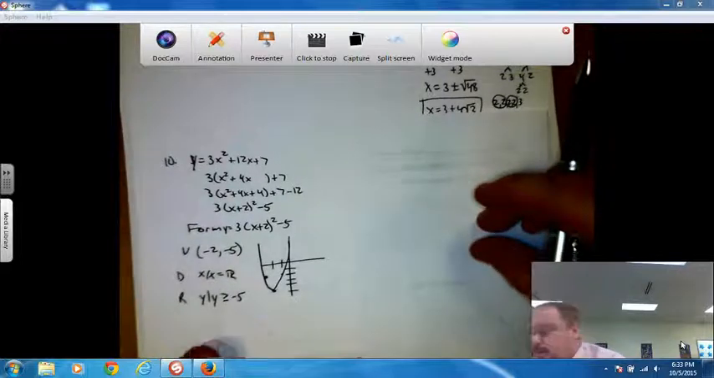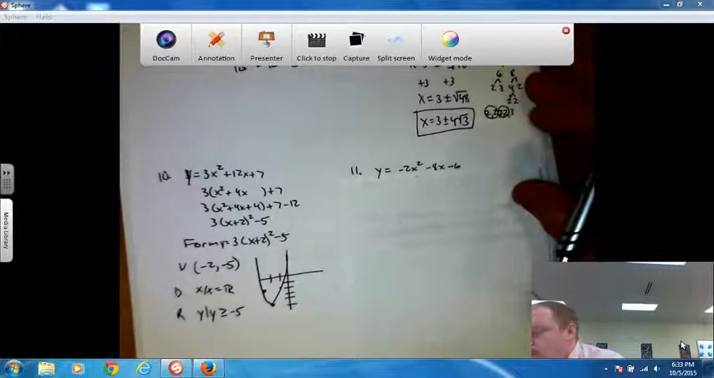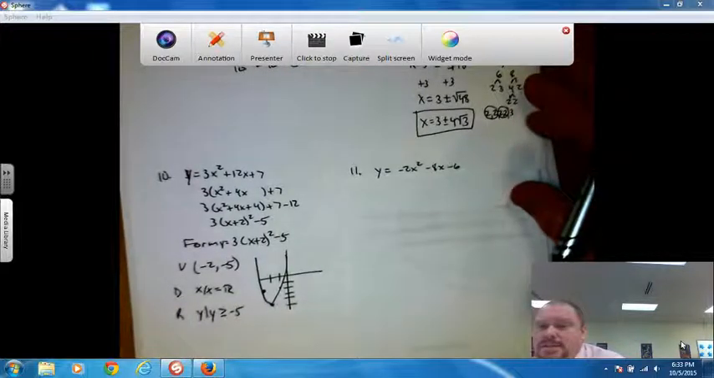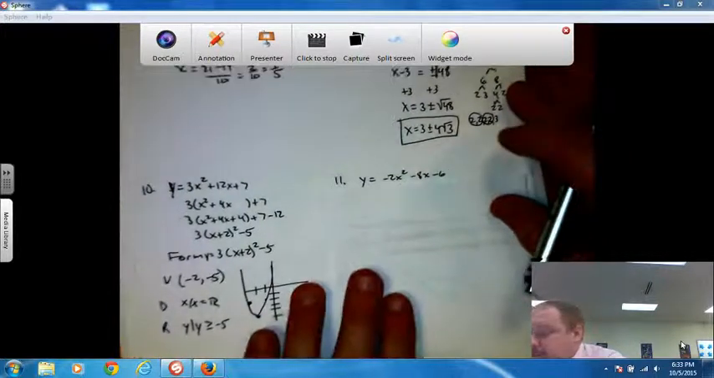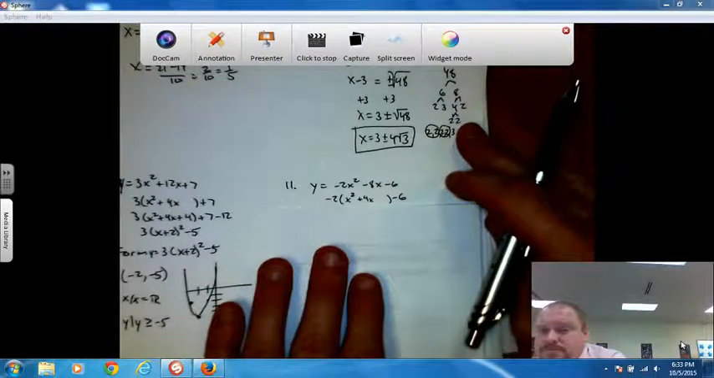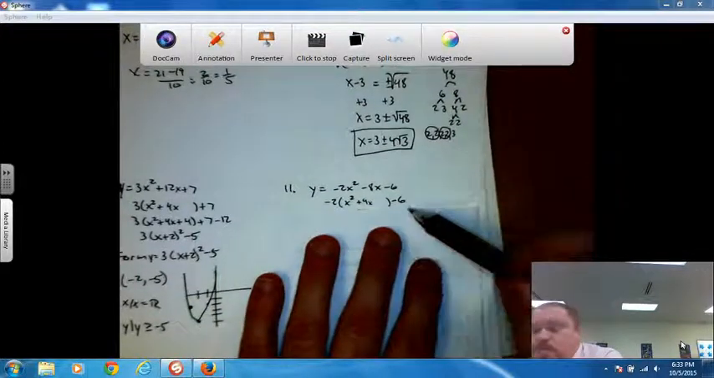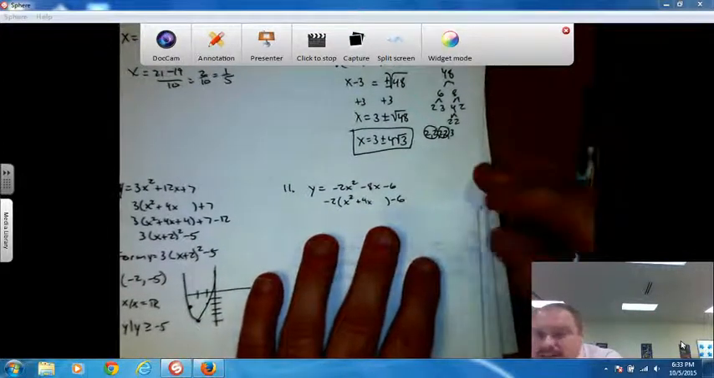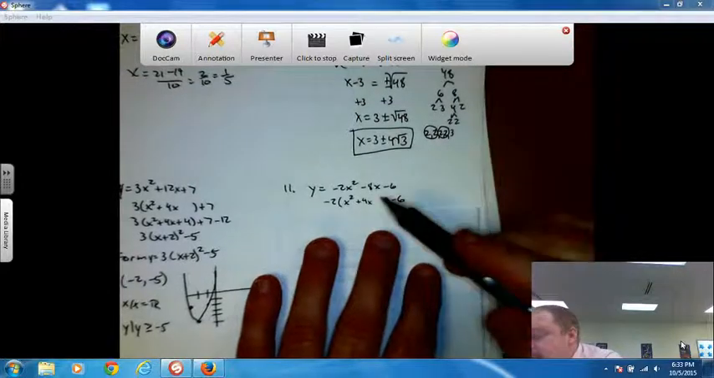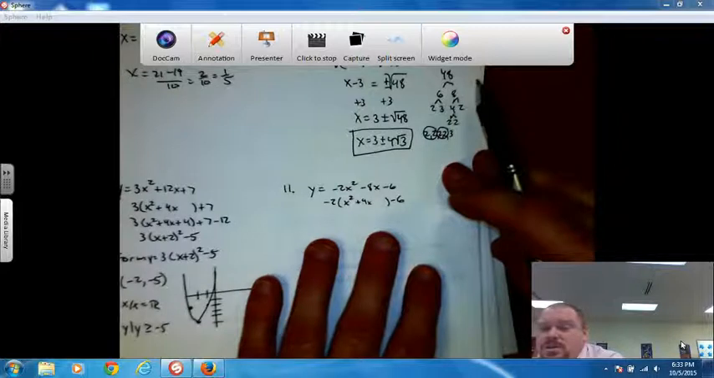In the second question, in the graphing part, we get negative 2x squared minus 8x minus 6. Now I'm going to factor out a negative 2 from the first two terms. That leaves me with x squared plus 4x and then minus 6. So now I'm going to take half the middle number and then square it. Half of 4 is 2. 2 squared is 4.